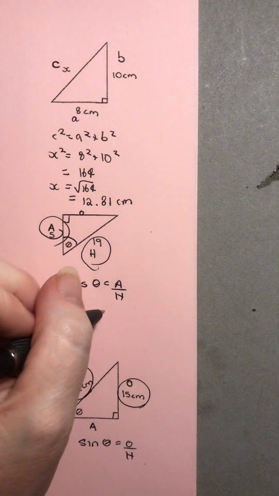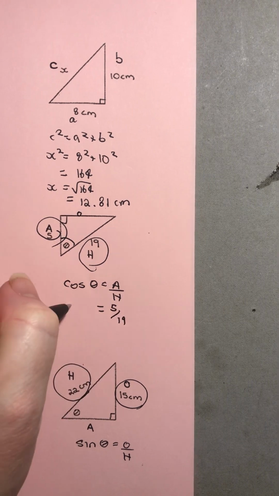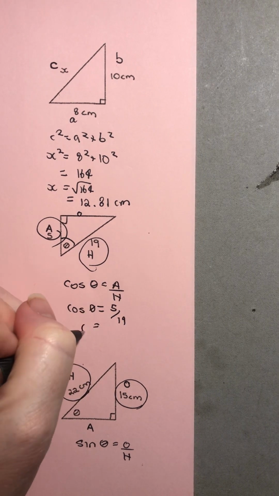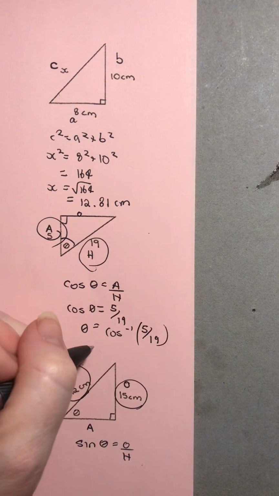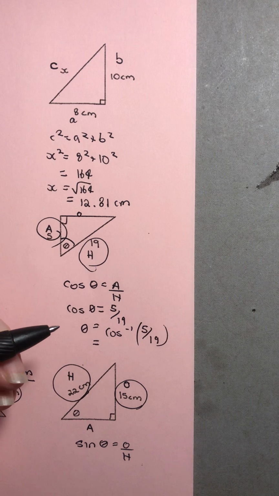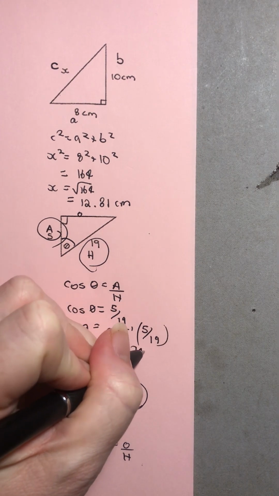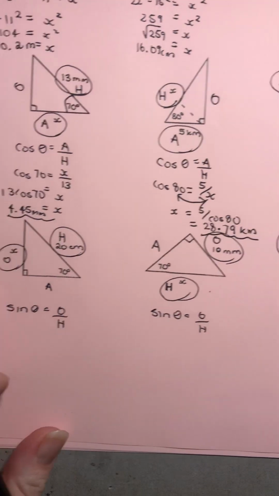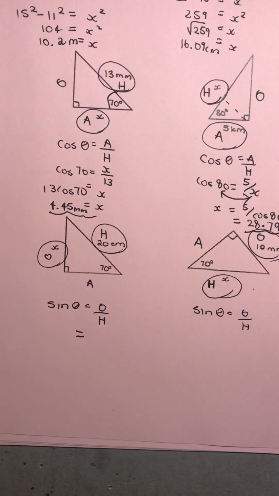And then we've got here, our adjacent is 5, our hypotenuse is 19, so we're actually solving for the angle. So we'll write theta is cos to the -1, 5 on 19. So we'll go shift cos and put in 5 divided by 19, and then we get 74.74 degrees.